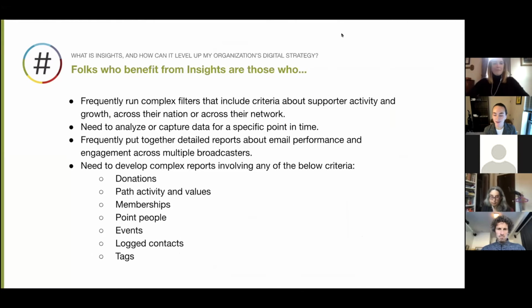Right, so who might benefit from using Insights? I imagine most folks listening in have some sort of curiosity around this, but it's helpful to run through a few specifics. Typically, when folks on our team are in conversation with customers who are frequently running complex filters that include criteria about supporter activity and growth, either across their nation or across their network, those are folks that we might recommend Insights to.